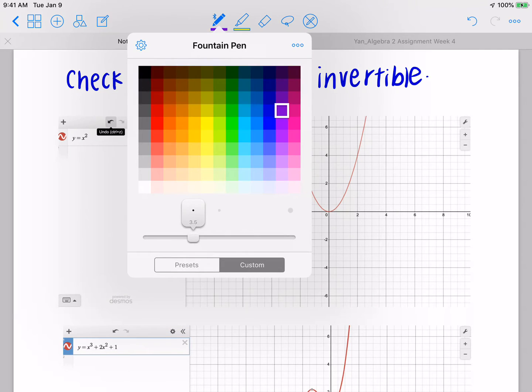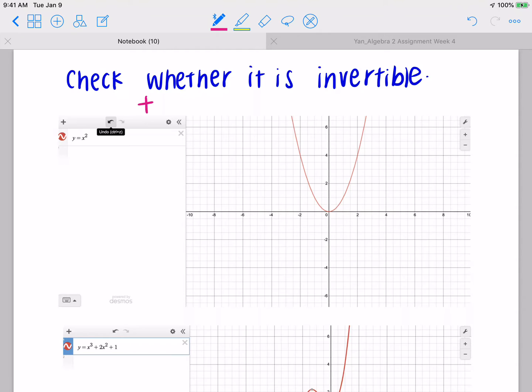Okay, and now checking whether it's invertible, I'm going to be using a test called the horizontal line test. It is the same type of test, but this time it's horizontal. You can only draw horizontal lines, so like these ones. So the first graph, again, I know it's a function, but is it invertible?